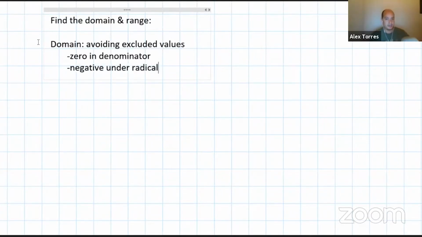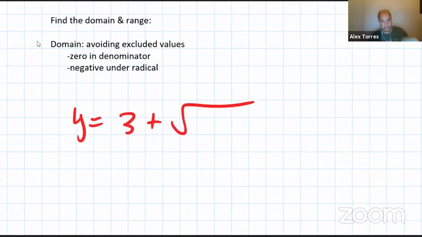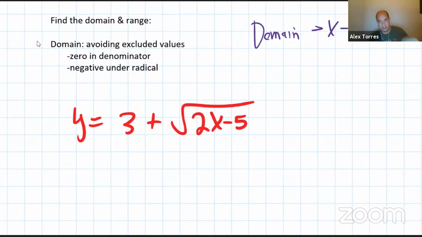So if you're being asked for the domain of an expression, for instance, y equals 3 plus square root of 2x minus 5, and the question says find the domain. What is domain? Domain is all your possible x values, and the range is your possible y values. But the way it works is you find the possible x values and you plug those in to find the y values that go along with that. You don't necessarily do this process twice.